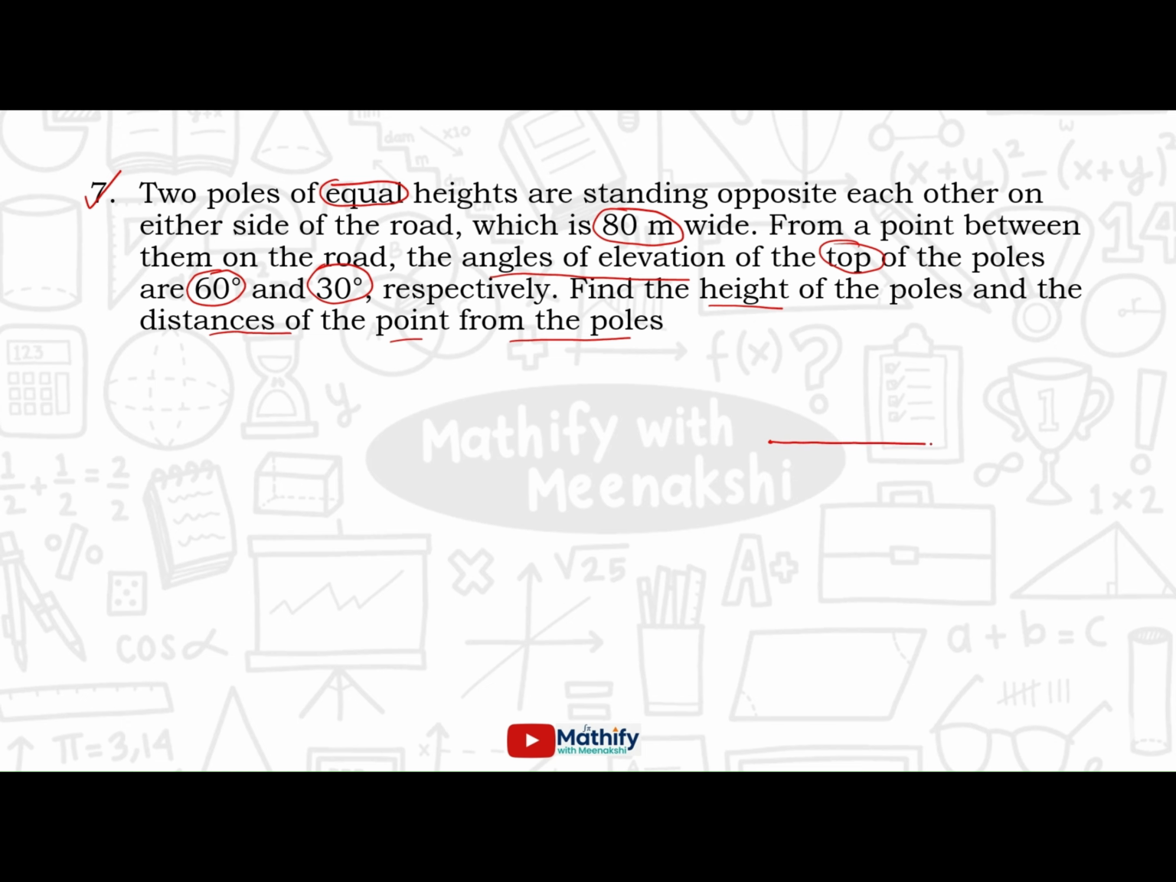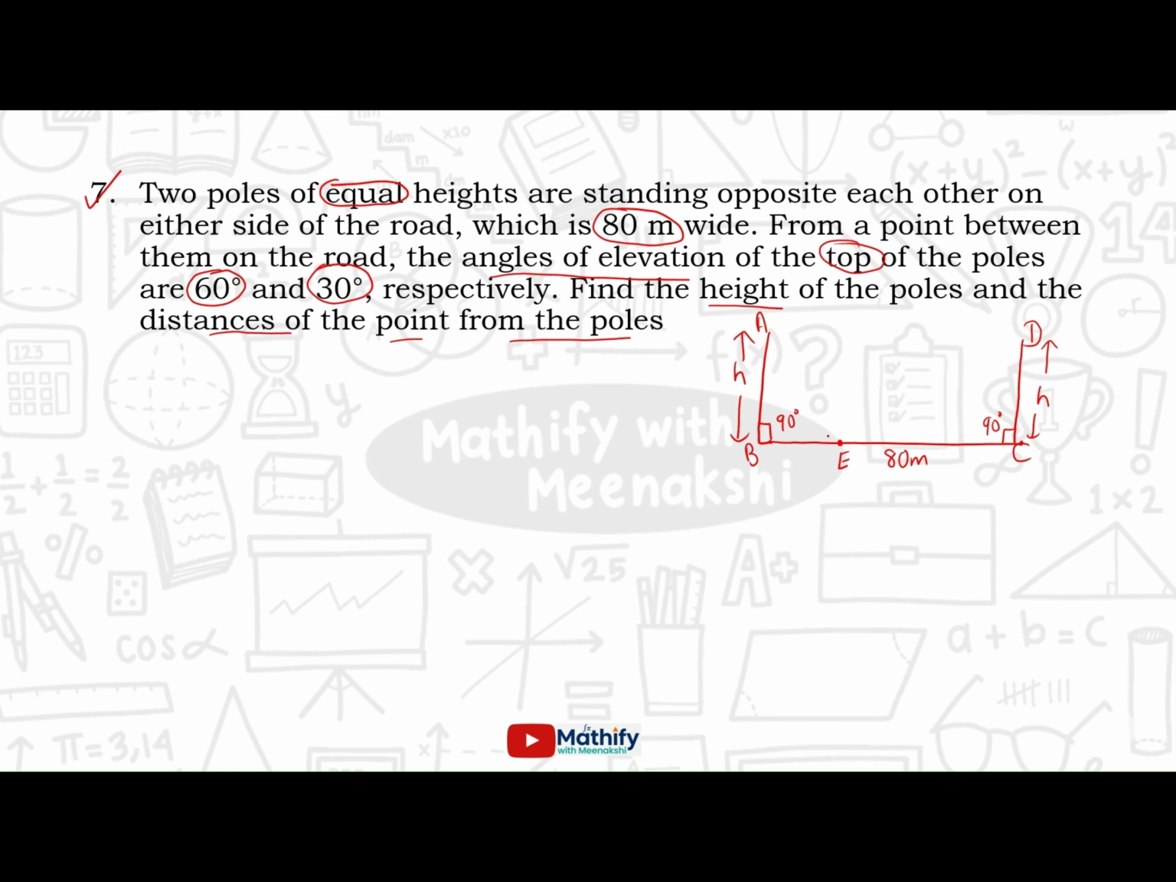It's given that we have an 80-meter wide road and two poles are on either side of the road. Let's say this is the first pole, that is vertical to the ground, and the second pole, again vertical to the ground. Now we don't know the height, but it's given that they are equal, so I'm taking both the heights as h. Now write here A, B, C, D. It's given from a point between them on the road. So I'm taking this as this point.